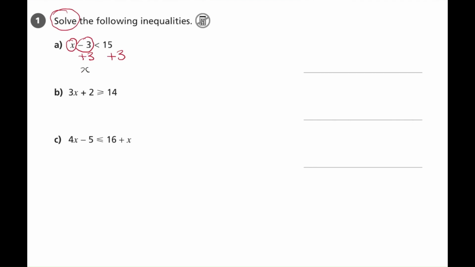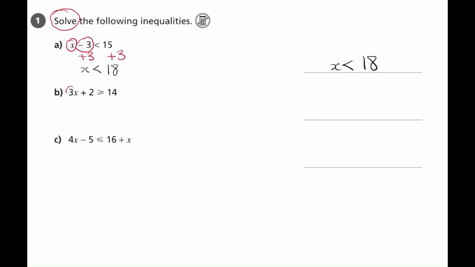The inequality symbol stays the same, so this is less than, and then we've got 15 add 3, which gives us 18. So that is the final answer. X is less than 18. Moving on to part B.